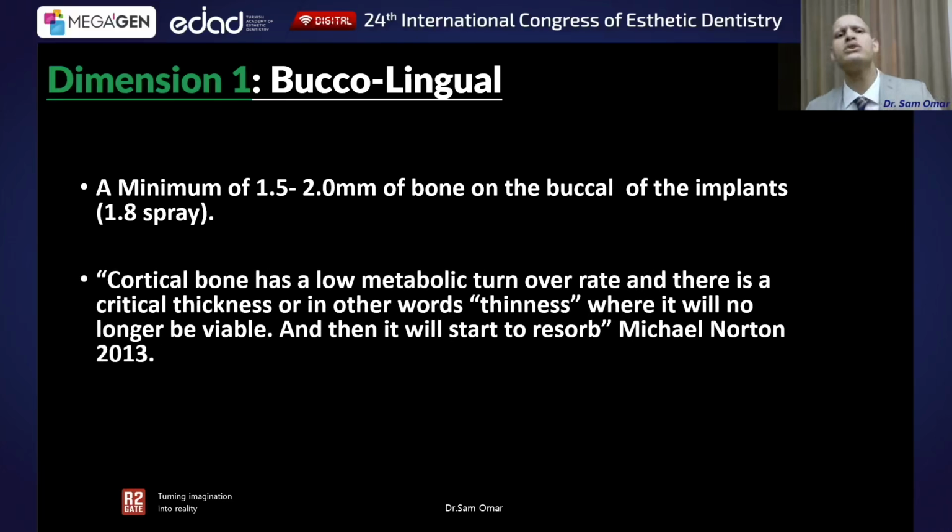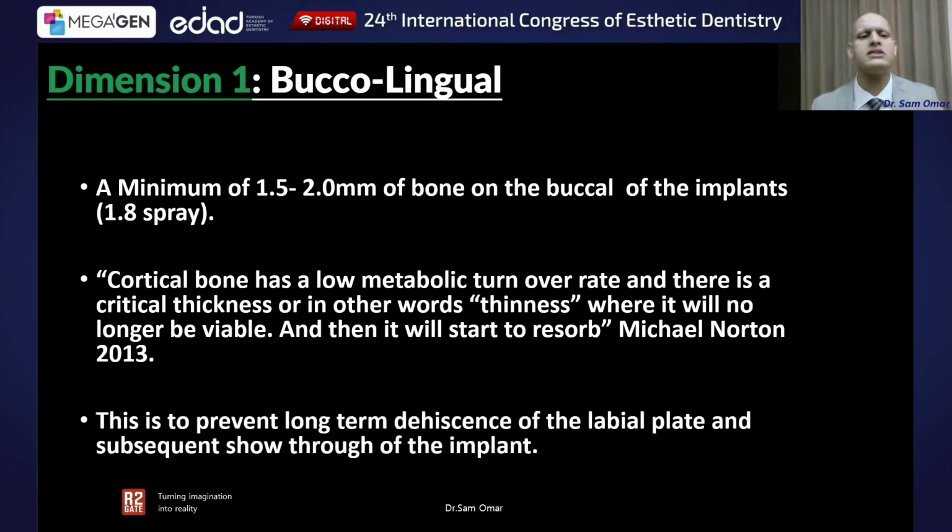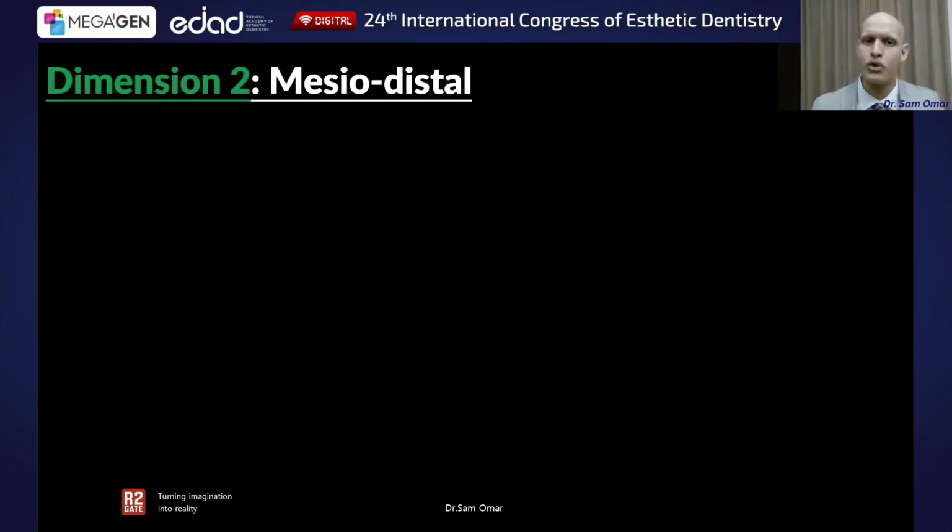And the reason why we do this is because the bone that we have on the buccal side is usually what we call cortical bone. This cortical bone has low metabolic turnover rate. What does that mean? It means that the capacity of this type of bone to repair itself or to sustain itself is actually very low. So we need to keep that bone in a certain thickness where that bone will be always viable. We want to preserve the bone that we have on the buccal side, and we want to prevent long-term dehiscence of the labial bone of the implants and the subsequent show through of the implants.